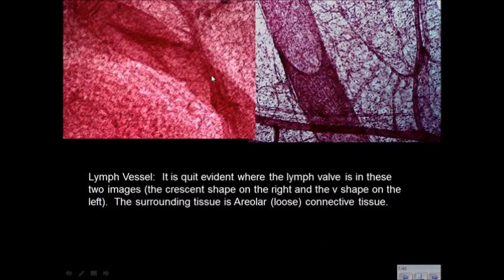Here are two slides demonstrating valves in the lymphatics. This is a valve, and this is a valve, cut from slightly different perspectives. And this is the tissue you see that's described in A&P 1 as areolar connective tissue. Okay.